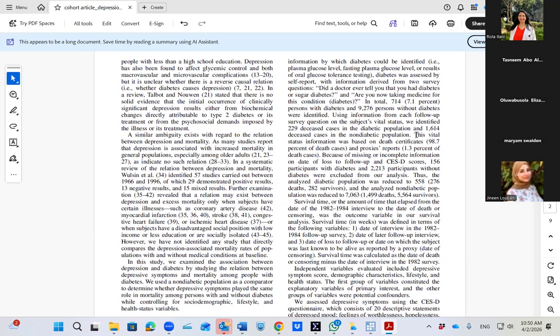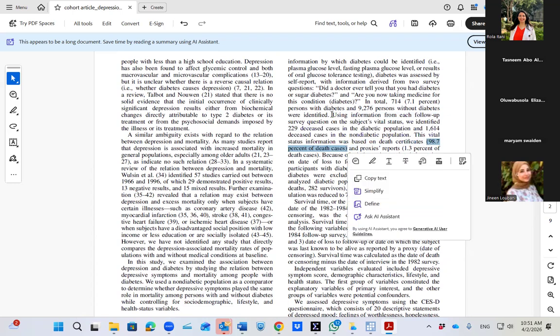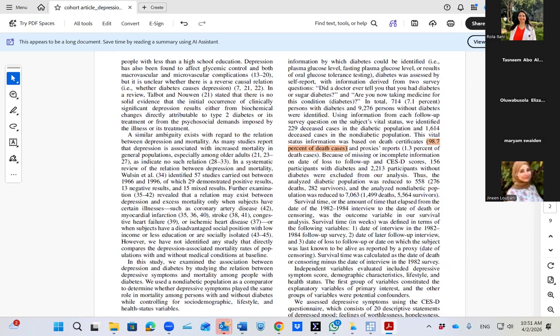So first, the vital statistics: how many they had information on. They identified 229 deceased cases in the diabetic group and so many in the non-diabetic group. The vital status was based on death certificates, 98%. So what do you think of the outcome? It's good, right, when you have 90% from death certificates? Yes. So this is one thing: it's important to see how they collected the data on mortality.